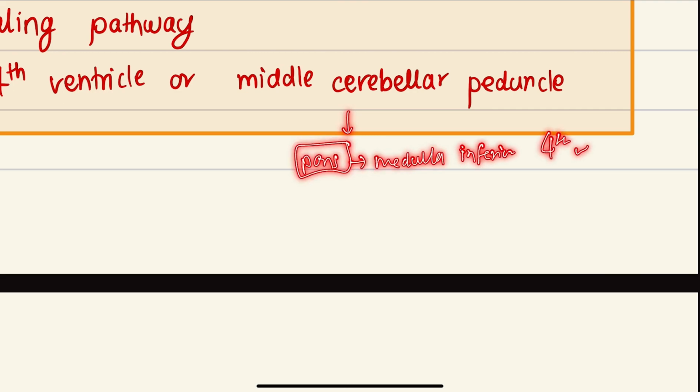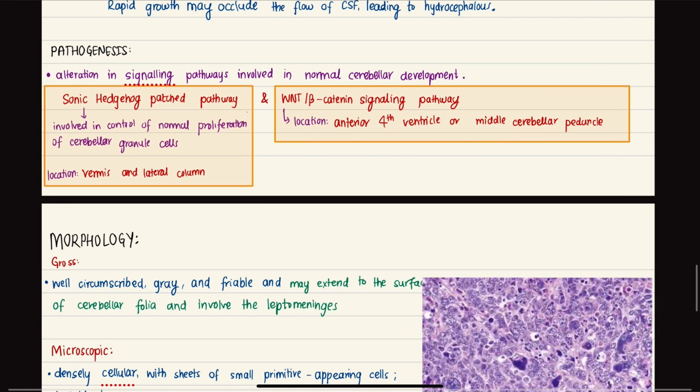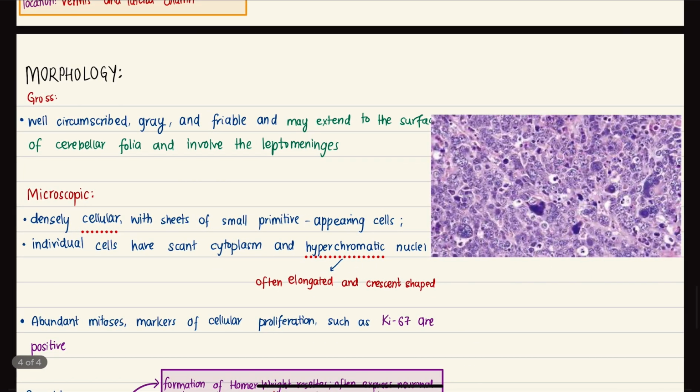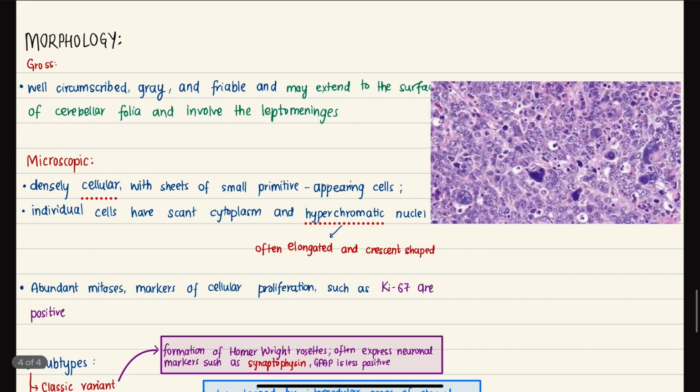For the fourth ventricle, we have to understand the anatomy of the cerebellum and the brainstem in order to understand this. But now our concern is tumors, so we're going to talk about the tumor itself and not the anatomy and the physiology. So let's dive into the morphology, the most important aspect.